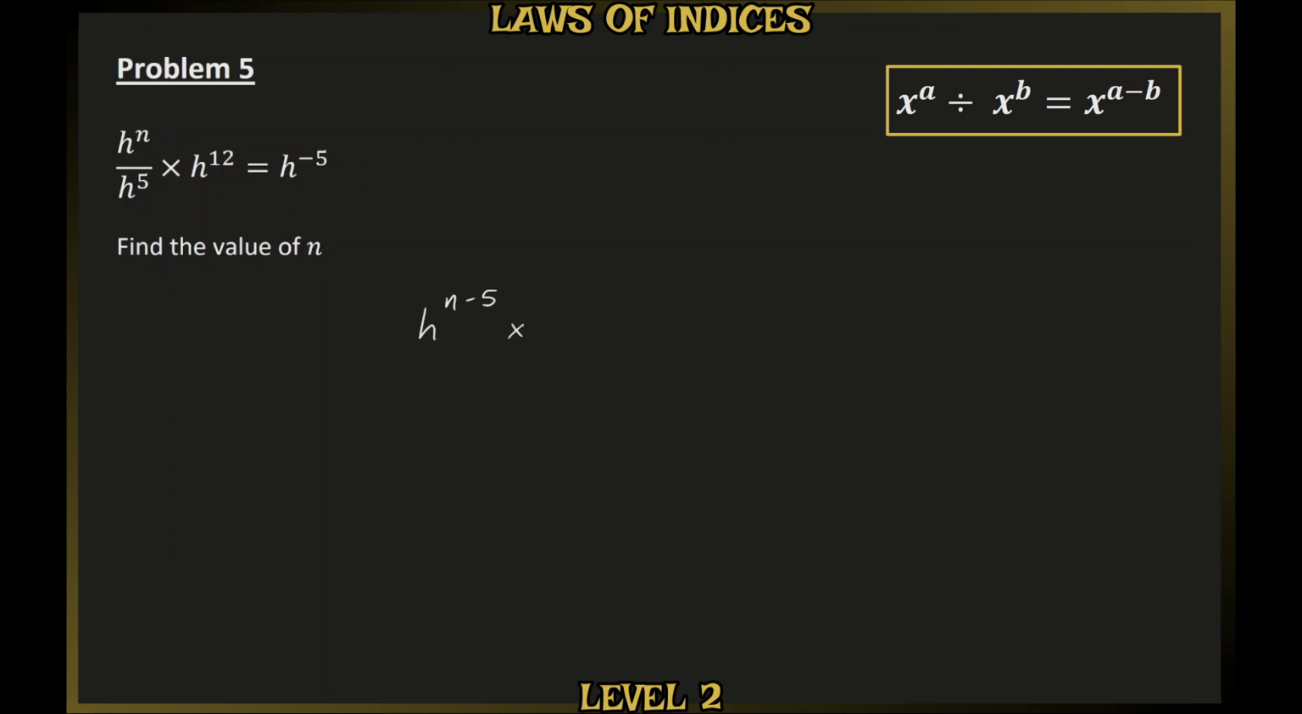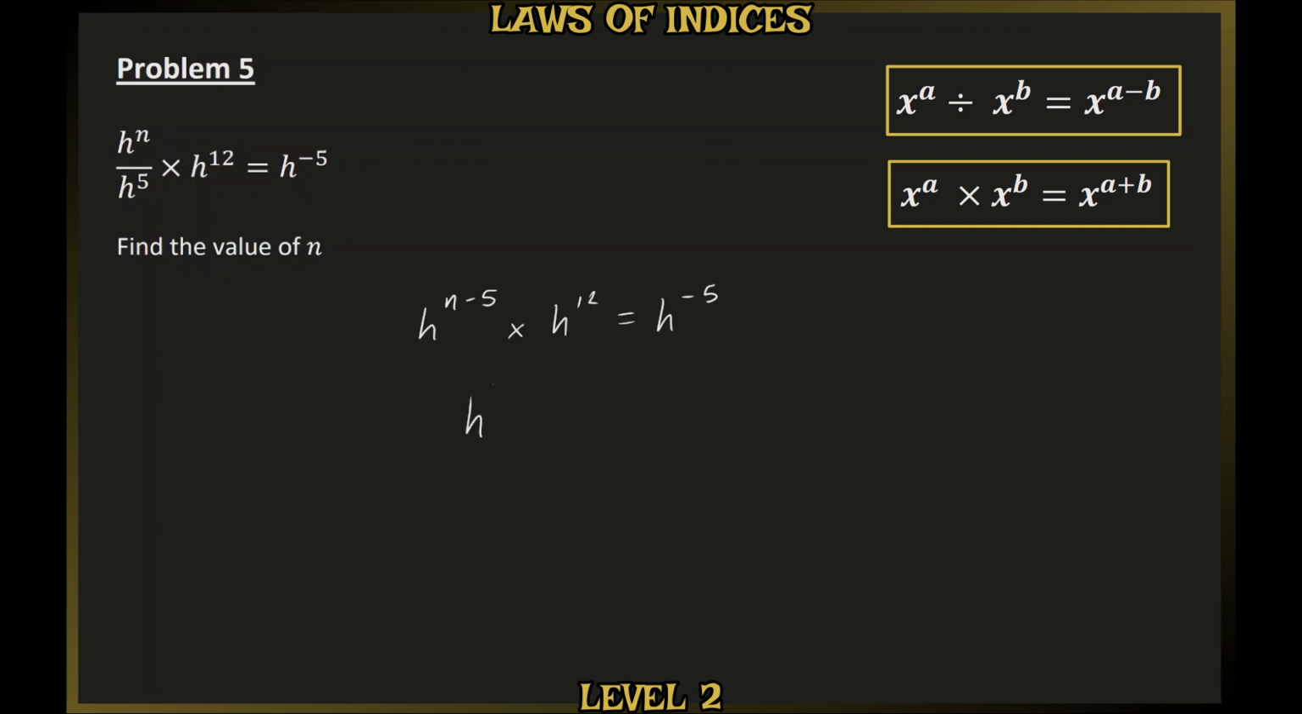This is still being multiplied by h to the power of 12 and is equal to h to the power of minus 5. Now, still on the left-hand side of the equation, we can see that we're multiplying indices together. And when we multiply indices, we use this law, which tells us that we have to add the powers. So the left-hand side of the equation becomes h to the power of n minus 5 plus 12, and that's equal to h to the power of minus 5. Simplifying the left-hand side, n minus 5 plus 12 is n plus 7, so we have h to the power of n plus 7 equal to h to the power of minus 5.